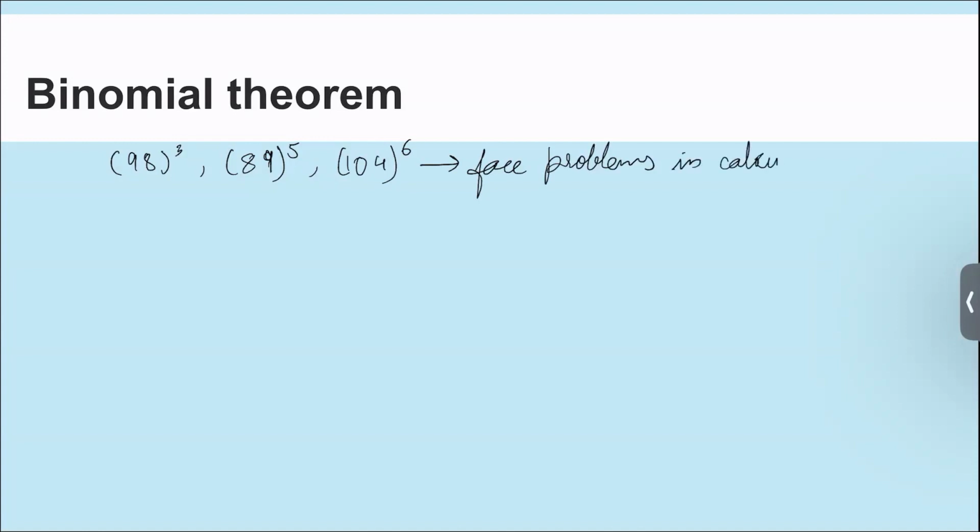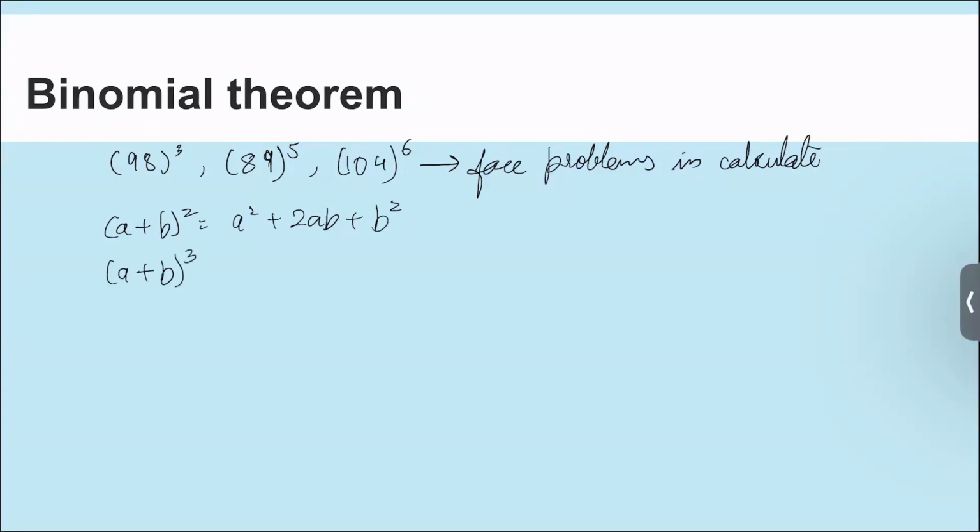Face problems when we try to calculate them. Hence, when you have identities, as we know, (a plus b) the whole square is a squared plus 2ab plus b squared, it's easy to calculate.